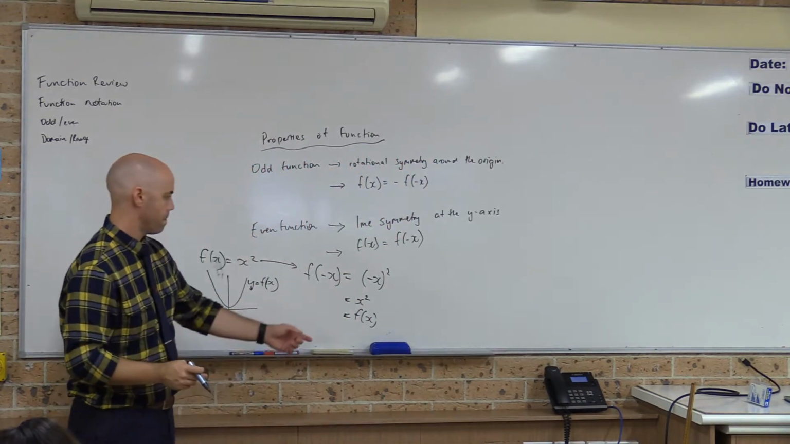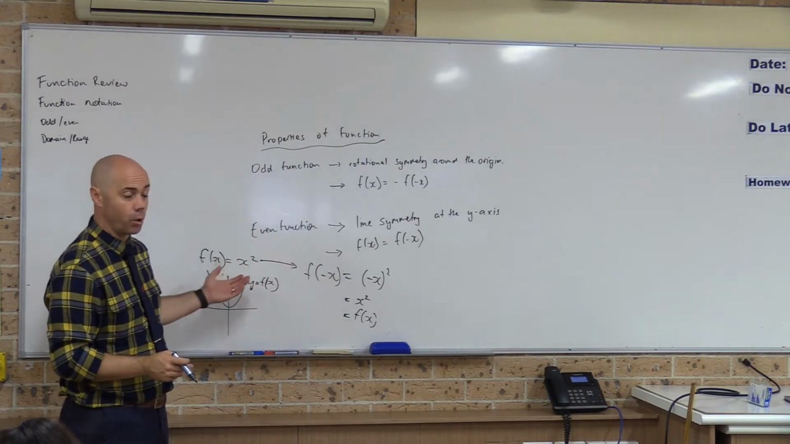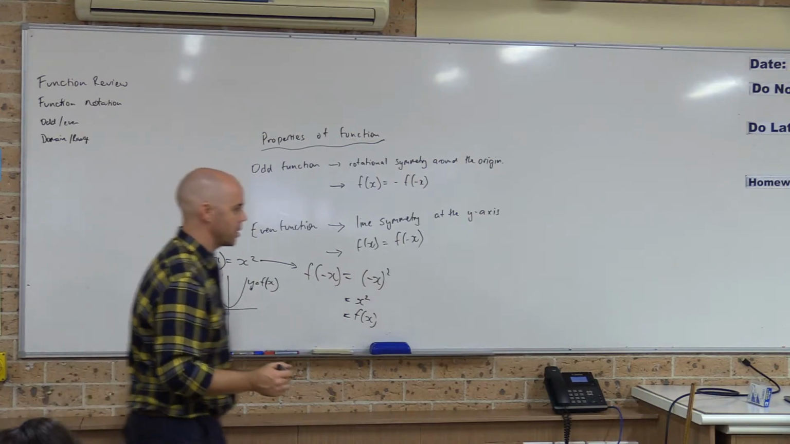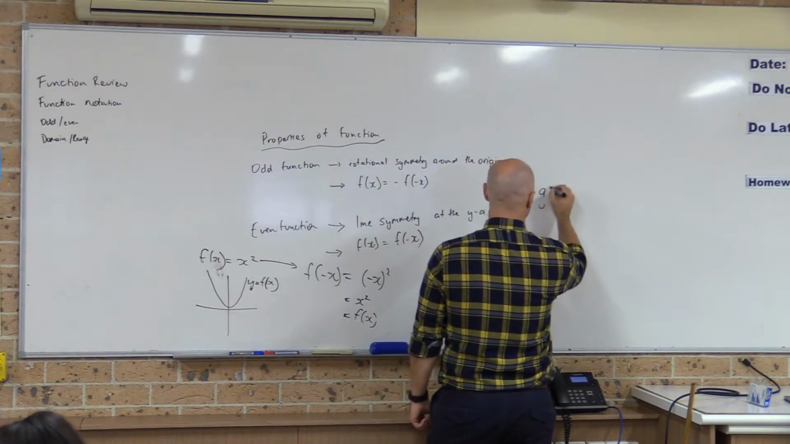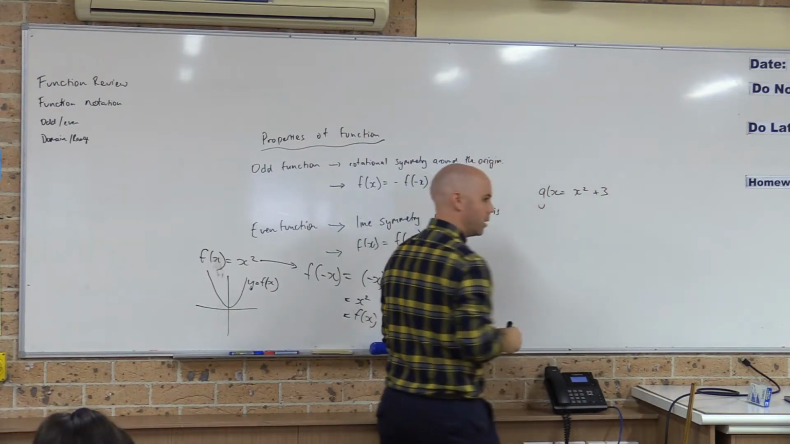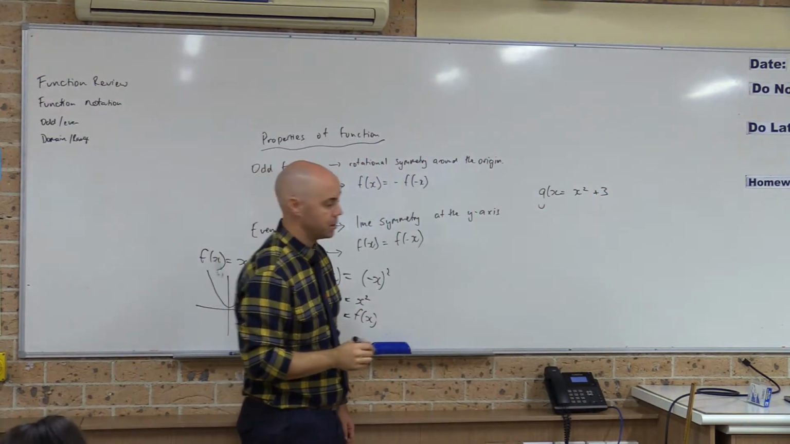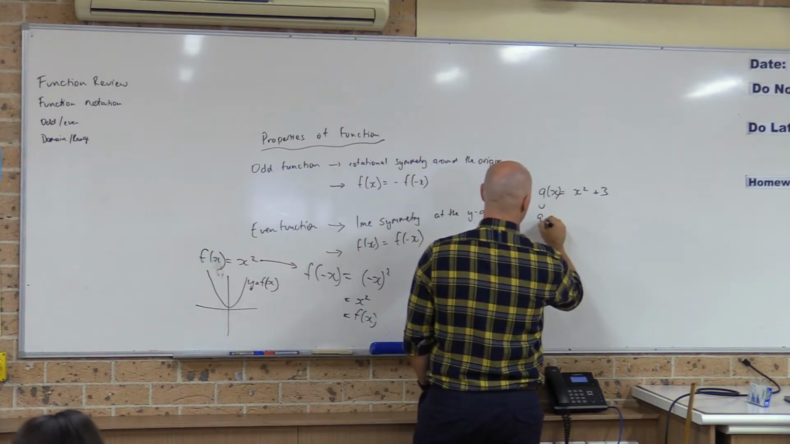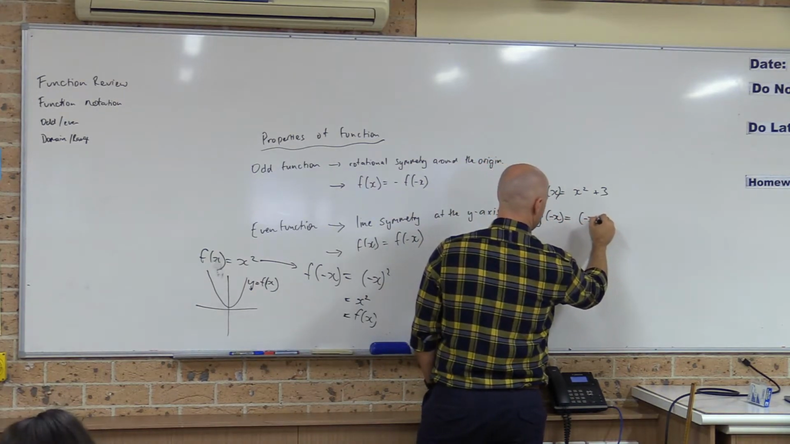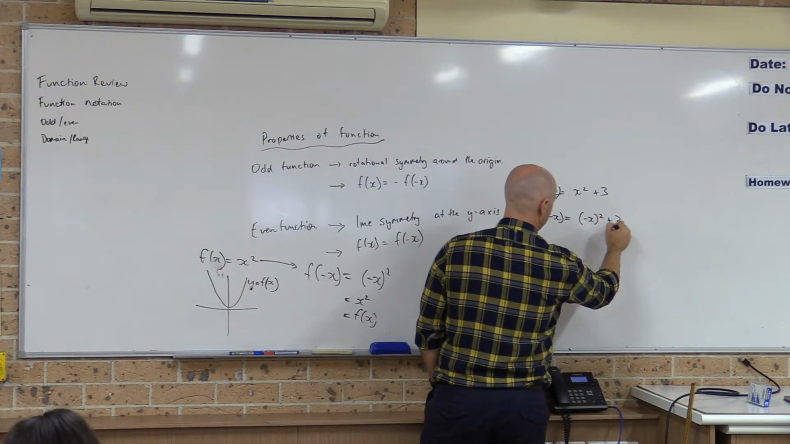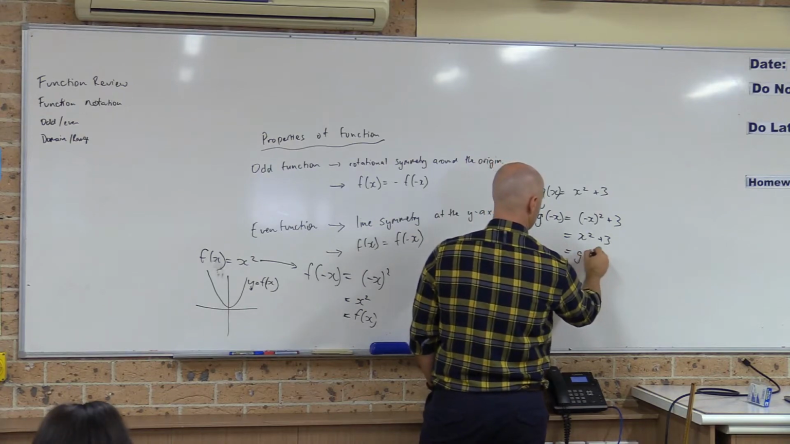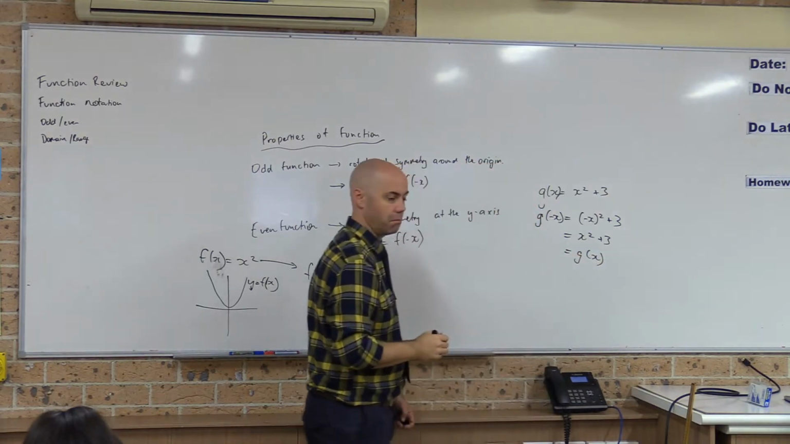What if it's not a square number? Not everything's even. This is a test for things that are odd and even functions. Let's take another one over here. Let's say g of x equals x squared plus 3. G of negative x is negative x squared plus 3, which is x squared plus 3. It still is the same.